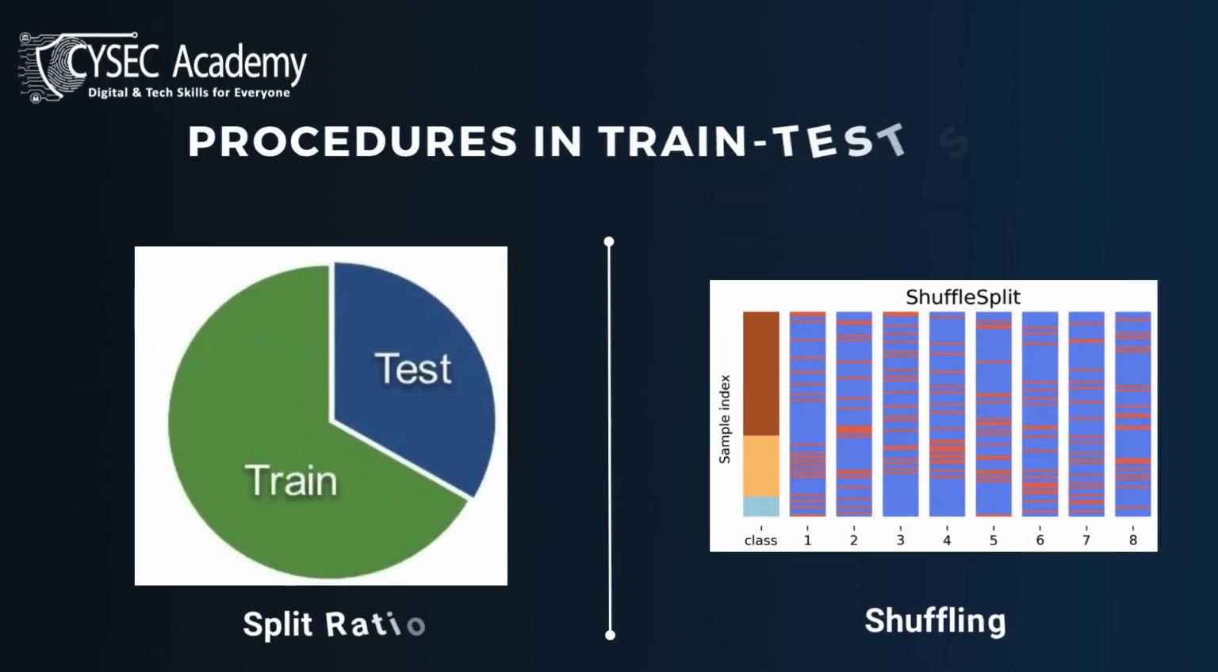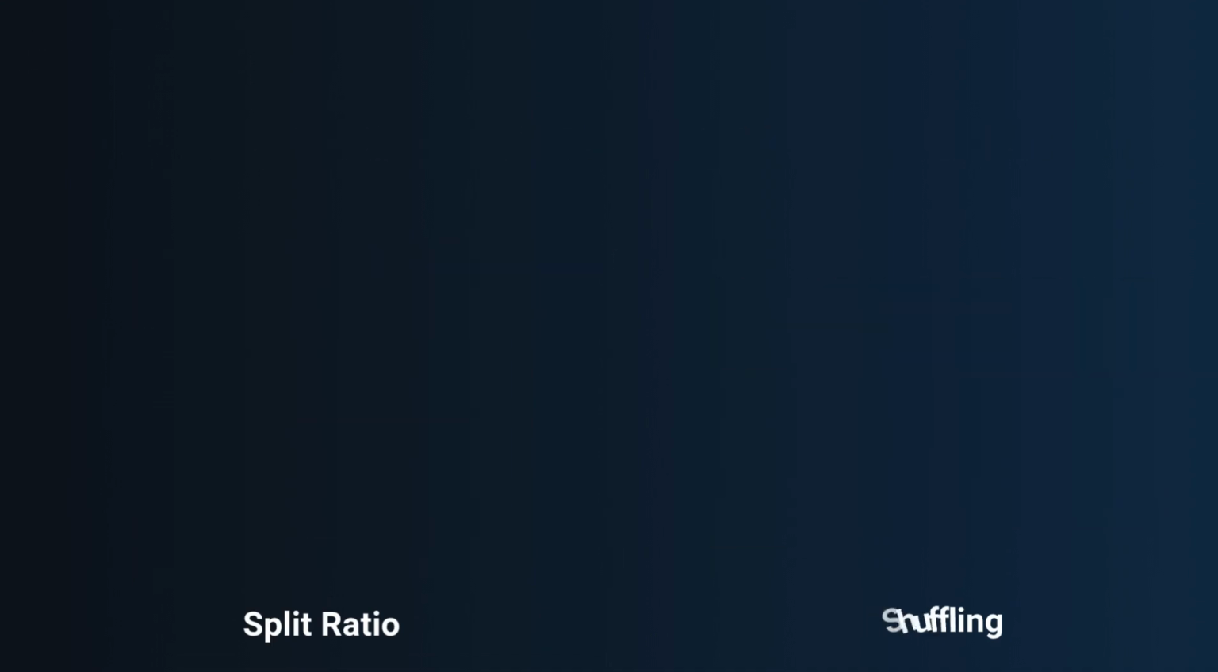Procedures in train-test split. 1. Split ratio. Common ratios for splitting the data are 70-30 or 80-20, where the larger portion is used for training and the smaller for testing. 2. Shuffling. Data should be shuffled before splitting to ensure that the subsets are representative of the entire dataset.